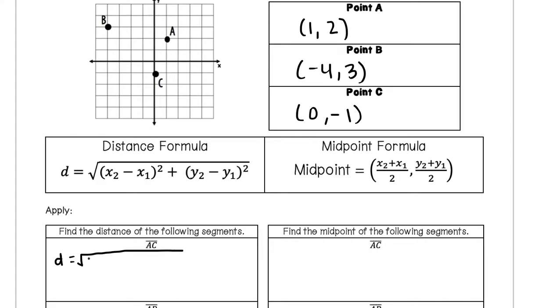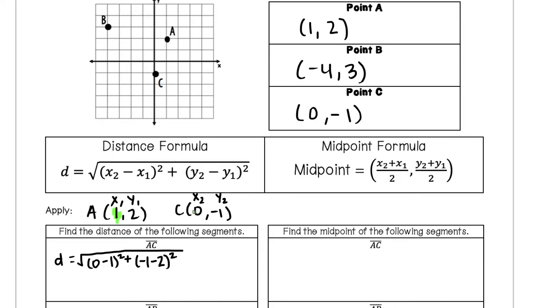So we're going to take the distance formula, and it's x2 minus x1. Well, point A was at 1, 2, and point C was at 0, -1. This would be my x1 and my y1. This is my x2 and my y2. So I plug them in. x2 was 0 minus x1, which was 1. We're going to square it. We add it to y2 minus y1, and we square it.